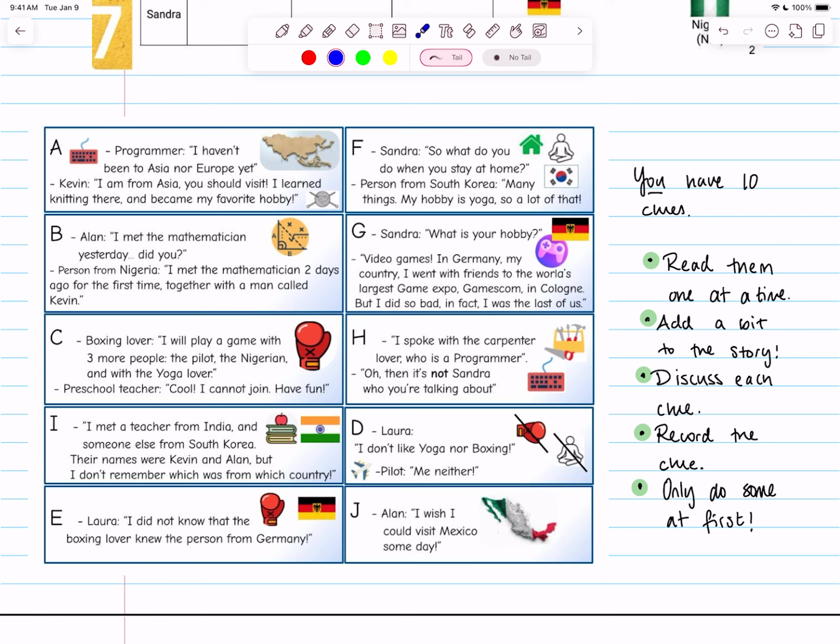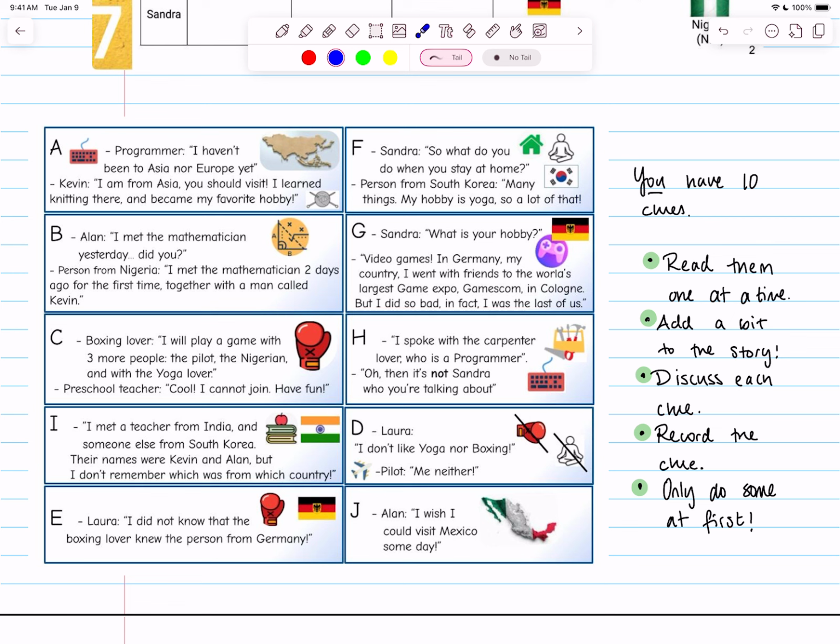You don't have to go in order. You don't have to go A, B, C. You can pick them sort of randomly, and read them out one at a time. Once you've read a clue, make sure to discuss it, and sort of you'll have a card. You can place it face down or face up on your table so everyone can see it. Encourage the students to record the clue somehow in a logical way.